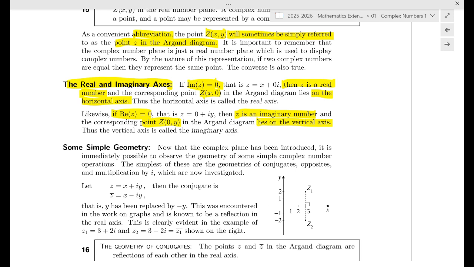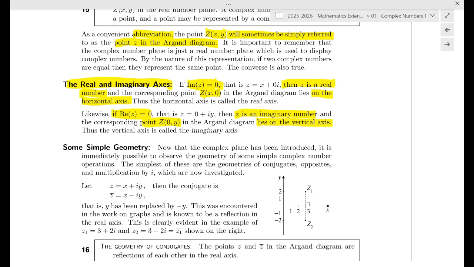That just gives us an x and a y coordinate. We can plot it anywhere on the 4 quadrants. Cool. Okay, some simple geometry. So we know about conjugates. If we have x plus iy, what is the conjugate of x plus iy? X minus iy. So we're just changing that.